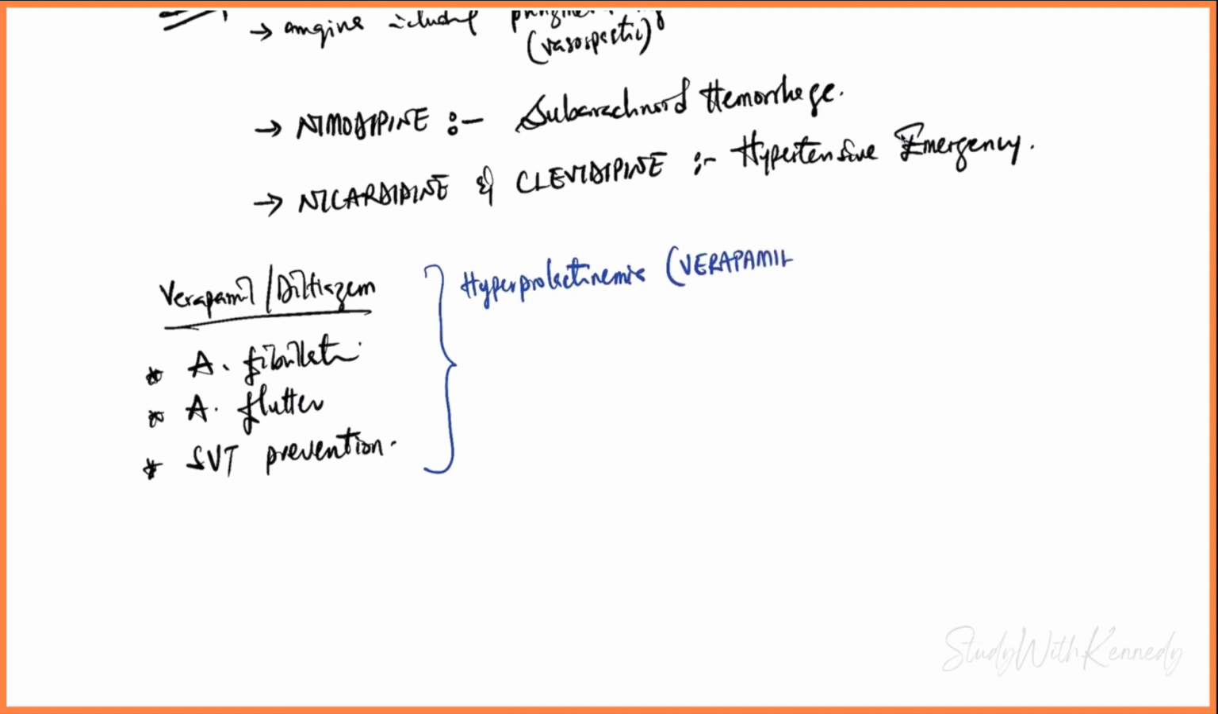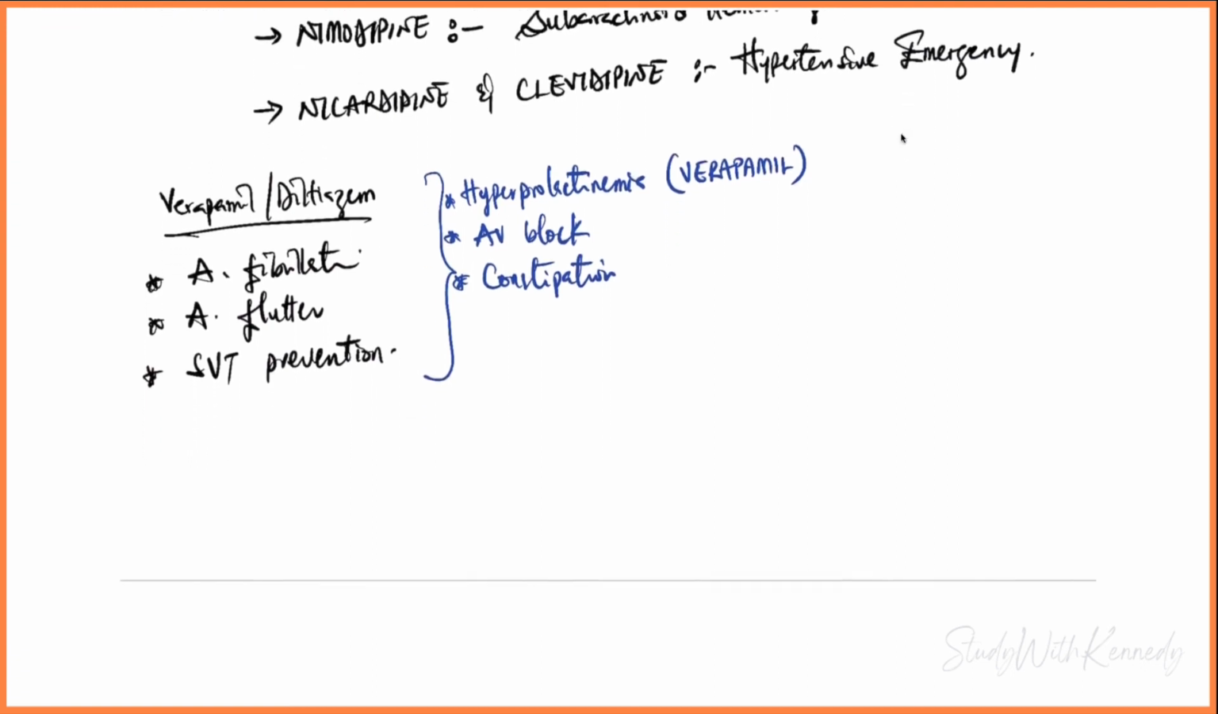Verapamil causes hyperprolactinemia. Together, they can cause AV block and other calcium channel blockers. So you expect them to have something to do with constipation. Remember that hypercalcemia causes constipation, right? You expect them to cause constipation.